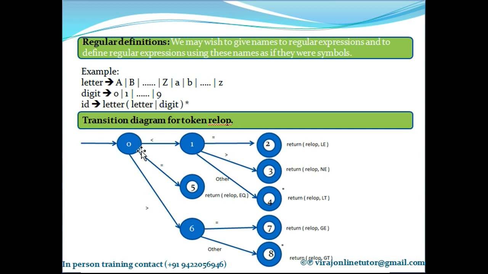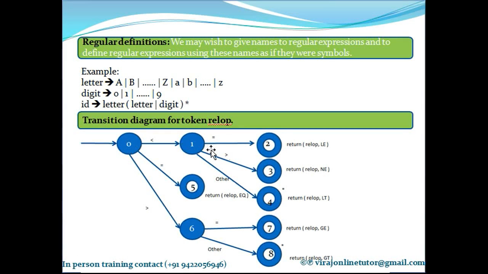What am I doing now? If I get a less than sign as the input character, I go to state number 1. If the next input character is an equal to sign, I go to state number 2. So when I reach state 2 from state 0, what are the input characters that I found? Less than equal to.